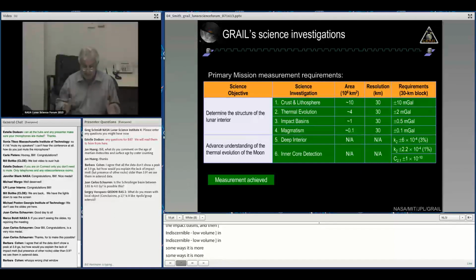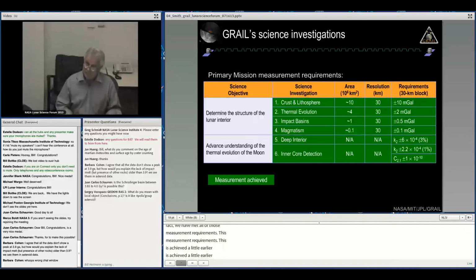And on the right-hand side, that right-hand column shows you the requirement that we set ourselves to contribute to that particular problem of the crust. And in fact, we have met all those measurement requirements. That was achieved actually a little earlier on than we anticipated, but we did meet all the measurement requirements.